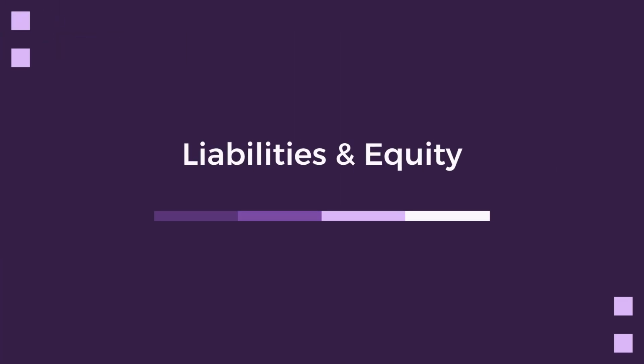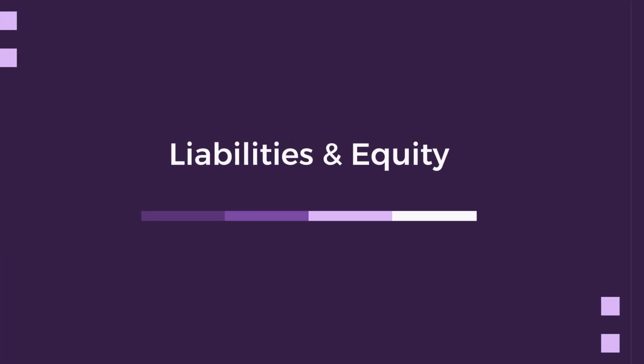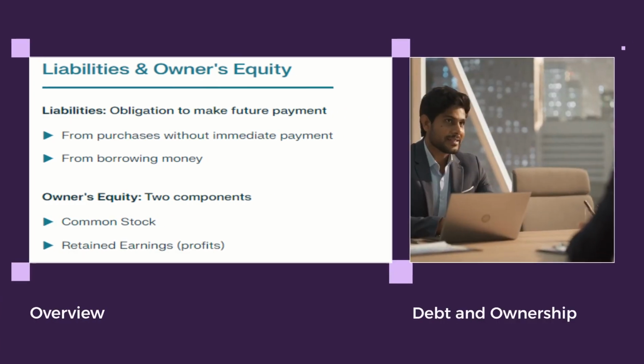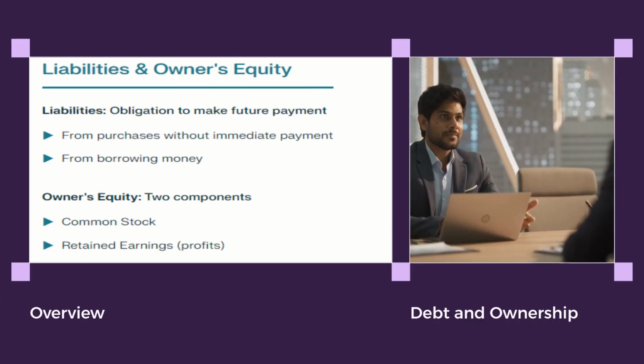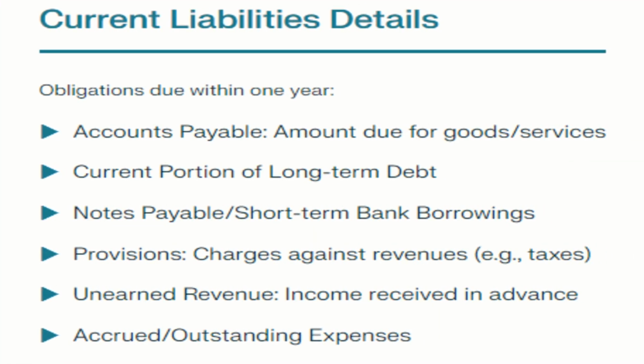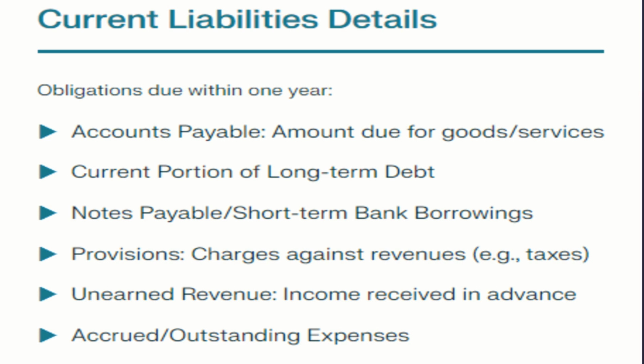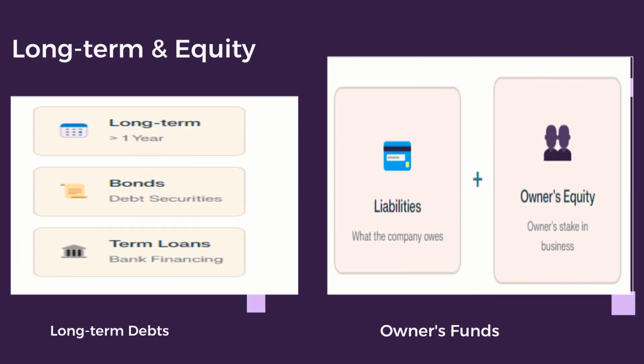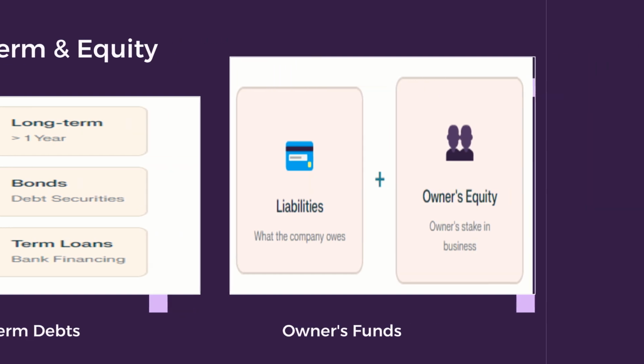Now let's break down the liabilities and owner's equity sections. Liabilities represent what a company owes to outsiders, while owner's equity is the owner's claim on the company's assets. Current liabilities include accounts payable, short-term bank borrowings, and other obligations due within 1 year. Long-term liabilities like term loans and bonds are due beyond a year. Owner's equity includes share capital and reserves and surplus, representing the owner's investment.